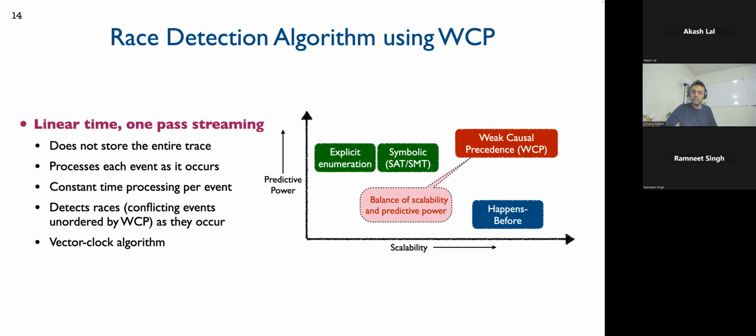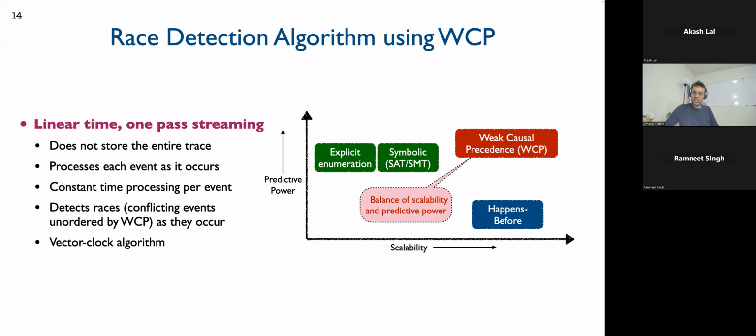In fact, we did some experiments on some benchmarks, and we figured out that it does better than even the symbolic search kind of techniques, because in practice they have to limit their search space. WCP can do better than what they limit. And in terms of scalability, it is as scalable as happens before.